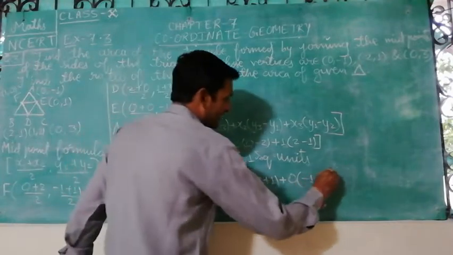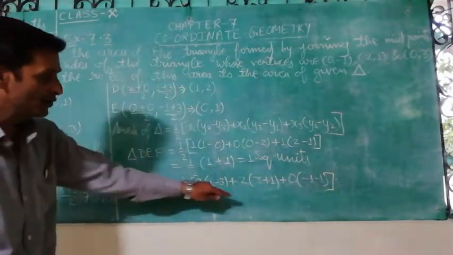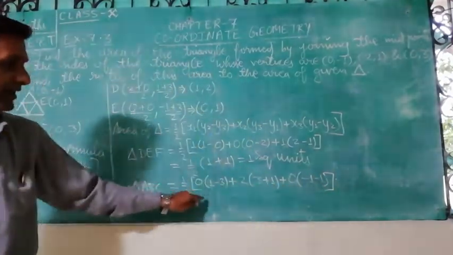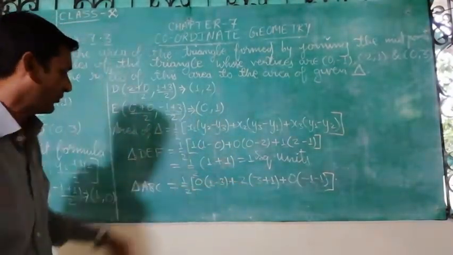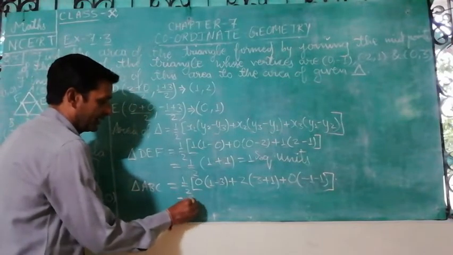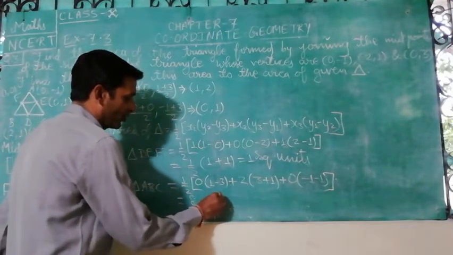It can easily be seen here that this part is 0, this part is also 0 because it is multiplied by 0. Here it is also again multiplied by 0. 4 twos are 8, upon 2, that is equal to 4 square units.